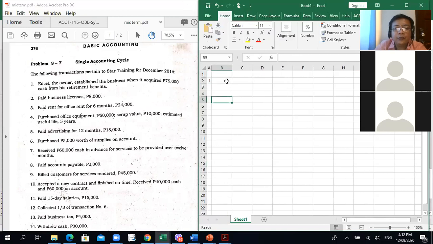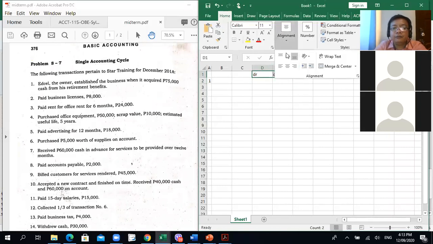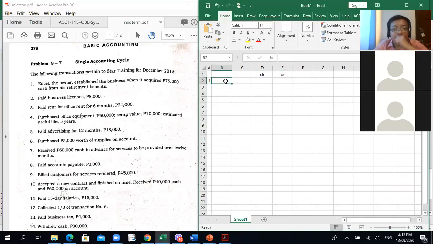All right, what is the entry for number 1? So, debit, credit. Number 1 is basically Edsel owner established business when it acquired 75,000 from retirement benefit. What is the entry? So, you debit here cash, and the cost here is 75,000. And you credit here Edsel, capital, very good. And you have here 75,000.